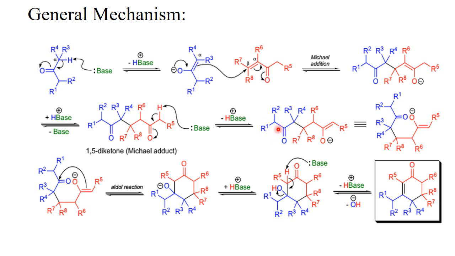Michael adduct is subjected to intramolecular aldol reaction. Base picks a proton, that is also the alpha proton, and the 1,5-dicarbonyl compound is converted to the enolate ion. One part of this molecule, that is the enolate part, will act as a donor, or we can say it acts as a nucleophile, and the other part that contains a carbonyl carbon will act as electrophilic center.